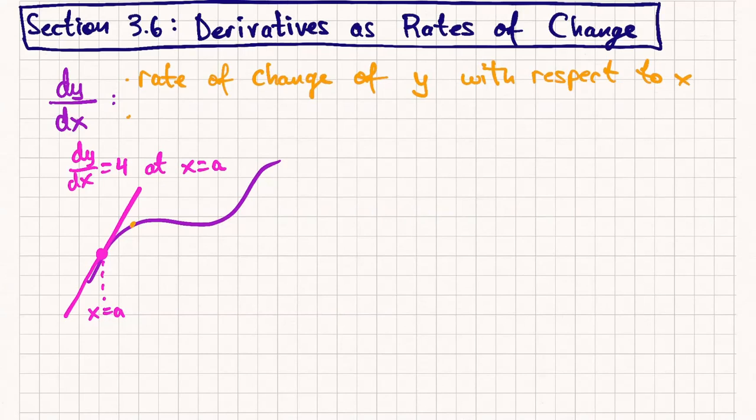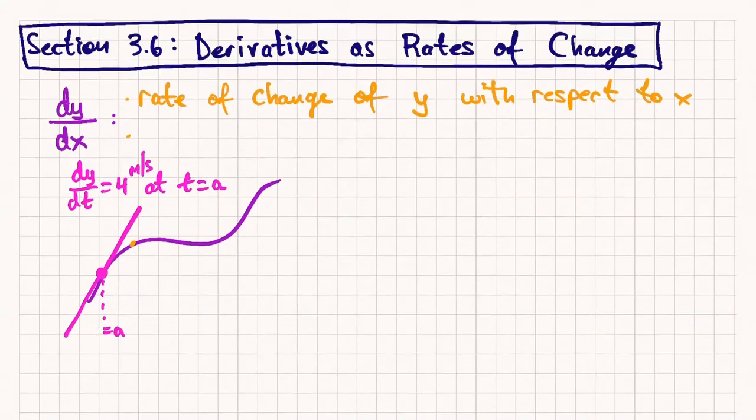Okay, so let's unpack this a little bit further. Let's use a car analogy. Let's say it's 4 meters per second. Instead of x, let's say this was with respect to time, so let's use t for our time variable. What if I told you that at this instant t equals a, dy dt, like the speedometer on your car, was 4 meters per second? What that means is if you don't really change your speed, in the next second you will travel 4 meters, right?